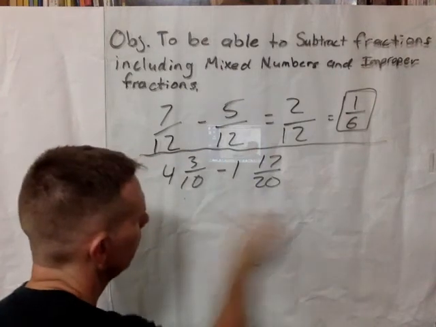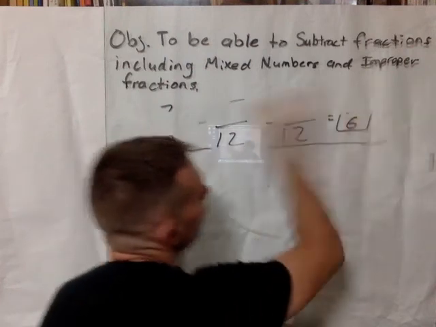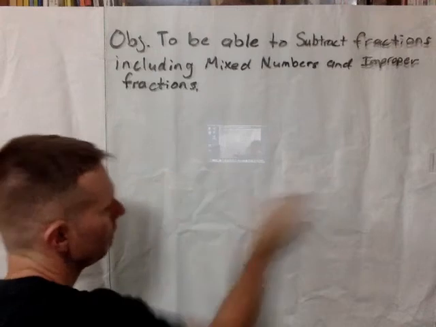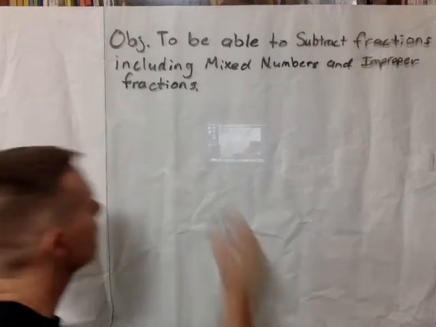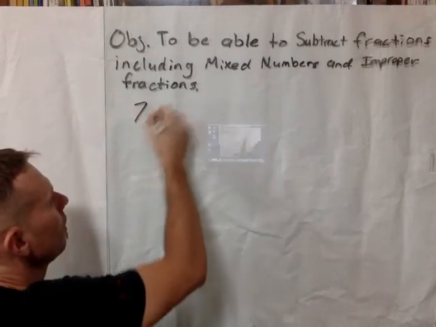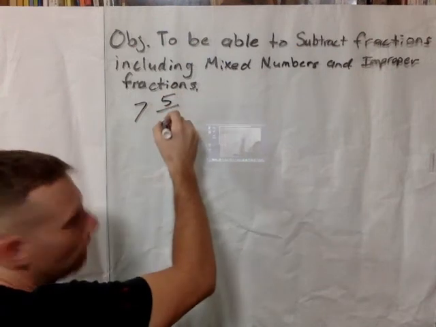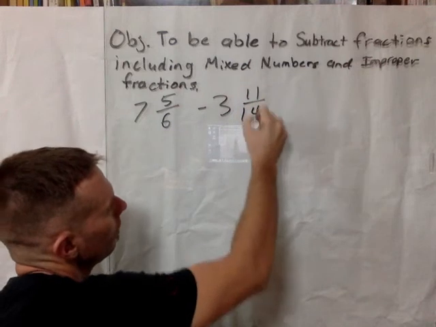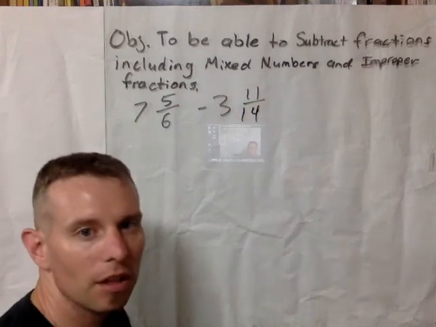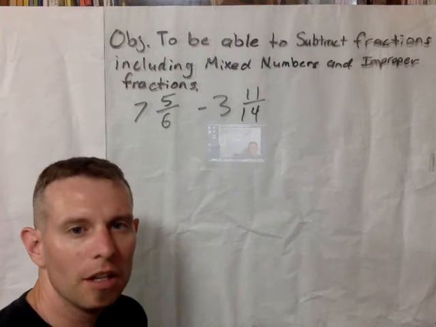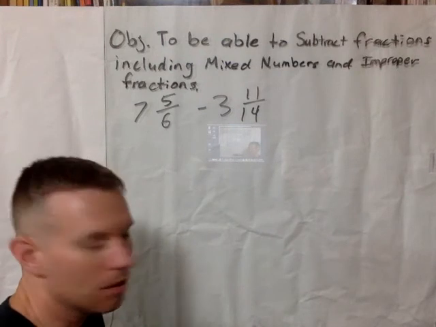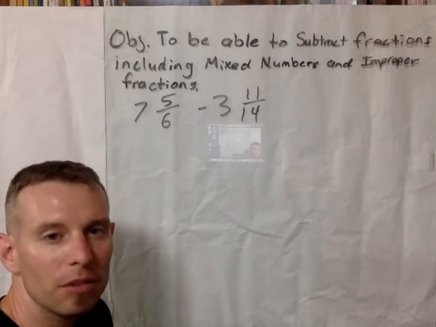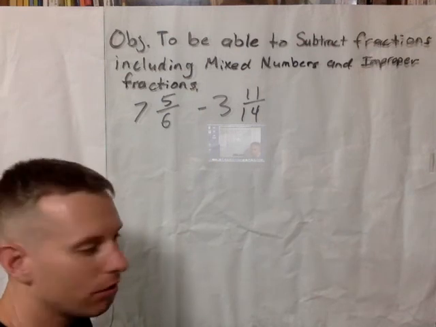Okay, and so the last one that I want to show you, we'll do just a few different things with this, kind of just to make some different points. Let's have 7 and 5/6 minus 3 and 11/14. Now again, sorry about that glare right there. Again, I've already worked some of this math out, so I'm not doing it in my head. I don't expect you to do it in your head, but for the sake of time, we'll just go through these steps here.